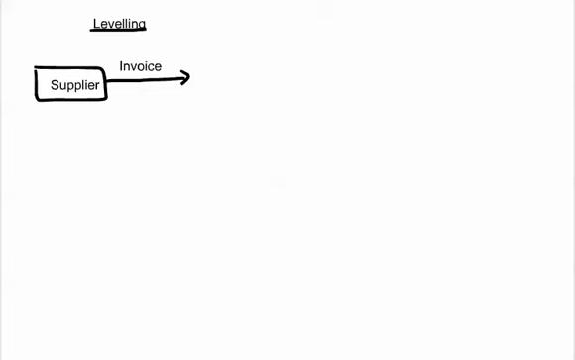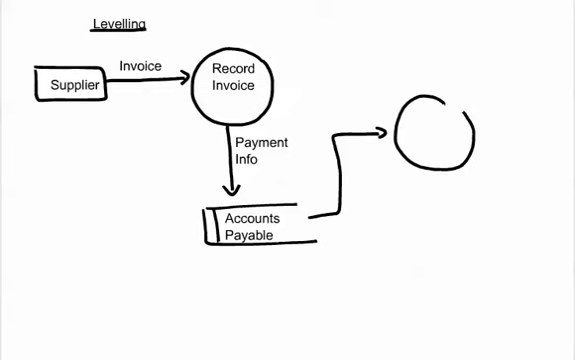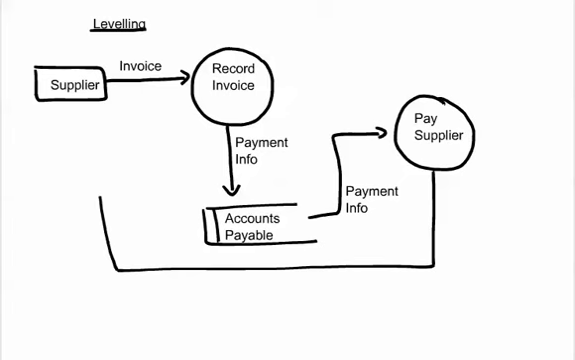So the supplier is still sending us an invoice, but now we are just going to record the information first. The payment information on the invoice will be recorded into the accounts payable file. To be able to generate a check later on, we need to read the payment information from the accounts payable file, and then we will have a process where we generate or pay the supplier. So a check is generated and the check is sent back to the supplier.